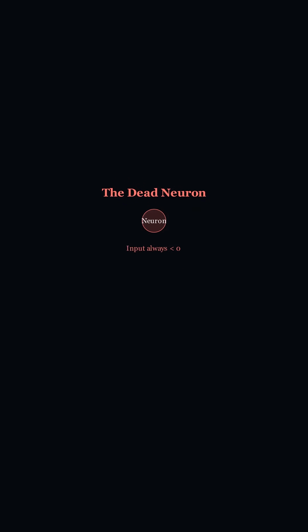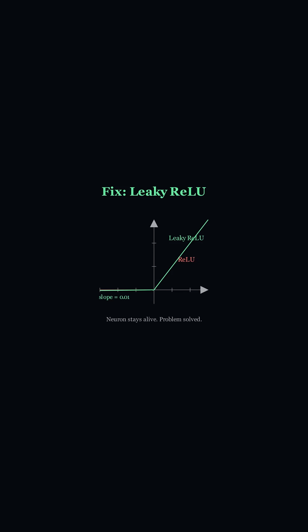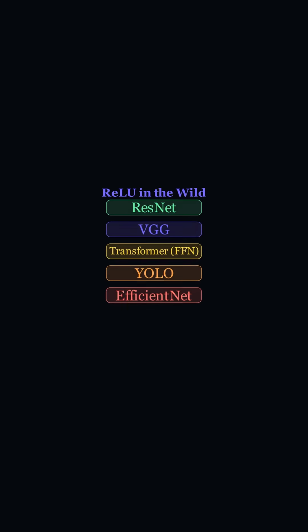ReLU isn't perfect, though. If a neuron's input is always negative, from bad weight initialization or a large learning rate, it always outputs 0. Gradient is 0. It never updates. This is called a dead neuron. The fix? Leaky ReLU. Instead of 0 for negative inputs, give them a tiny slope of 0.01. The neuron stays alive.